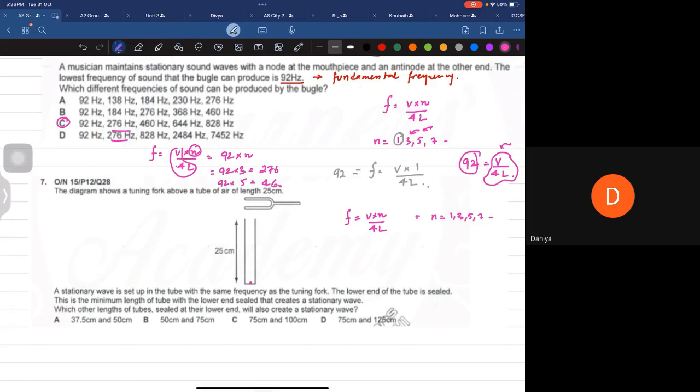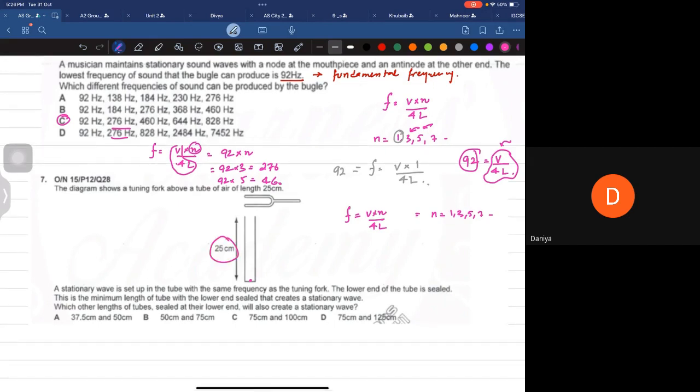Understood, everyone? Okay. Now think about it this way. It says the length that they have shown is the minimum length of tube with the lower end sealed that creates a stationary wave, which means that at this length you will get the fundamental frequency. Do you get it?